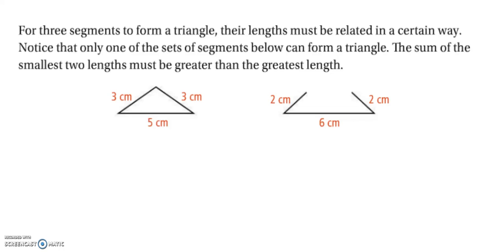Okay, so for three segments to form a triangle, their lengths must be related in a certain way. Notice that only one of the sets of segments below can form a triangle. The sum of the smallest two lengths must be greater than the greatest length. And I'm going to talk more about this on Monday. There'll be an extra credit question.